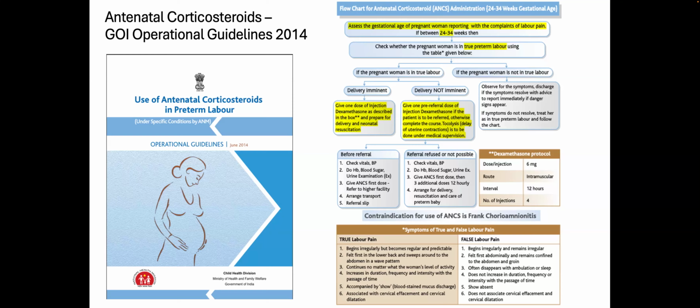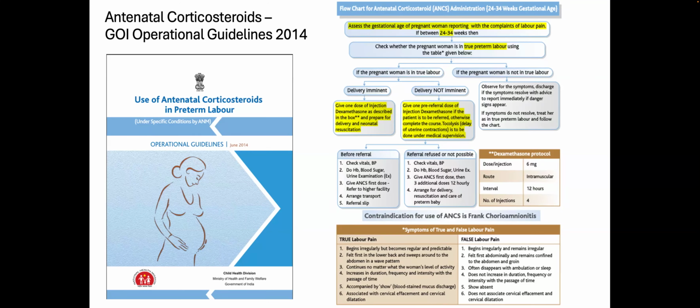Tocolysis, delay of uterine contraction, is to be done under medical supervision. And then before referral, you can check the vitals, do a hemoglobin, sugar, urine exam, give the antenatal steroid first dose, refer to the higher facility, arrange transport and prepare a good referral slip. And if the referral is not possible, then you finish all the doses, do the routine tests and BP, and arrange for delivery, resuscitation, and care of a preterm baby. So that's the standard SOP at a district level or a peripheral level, if a mother comes with imminent preterm labor between 24 to 34 weeks of gestation.